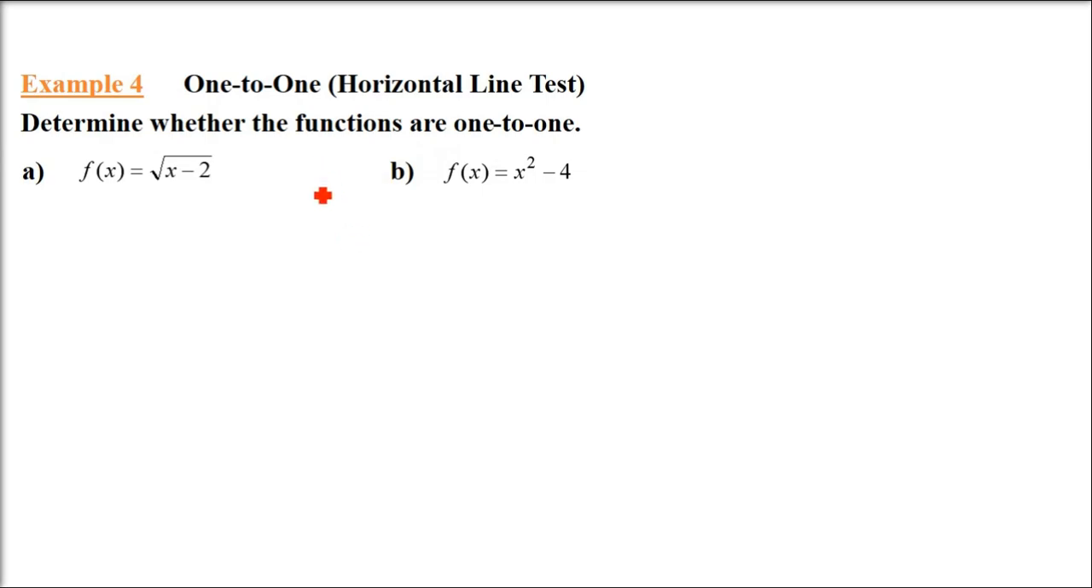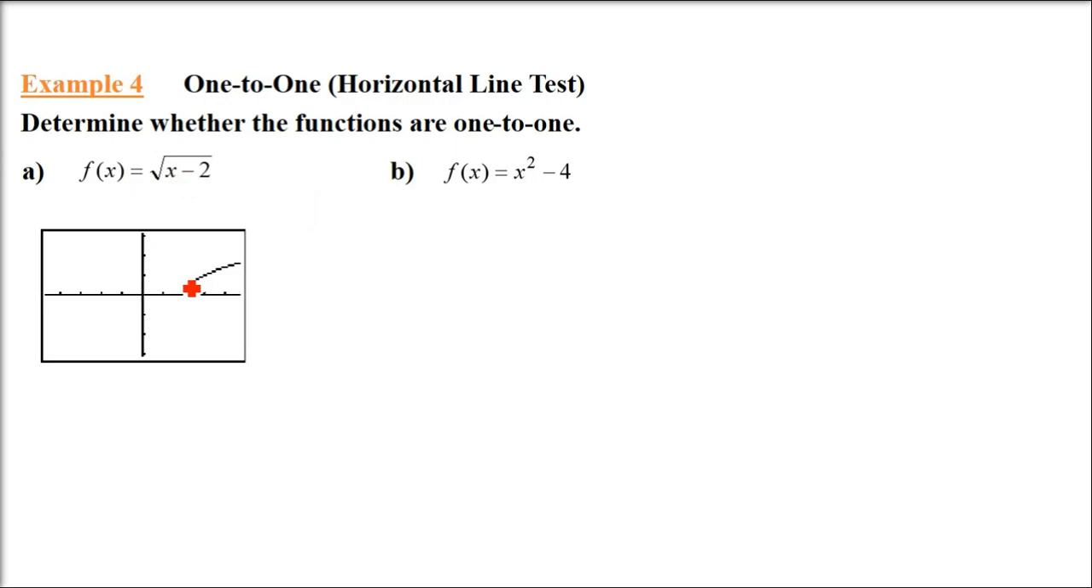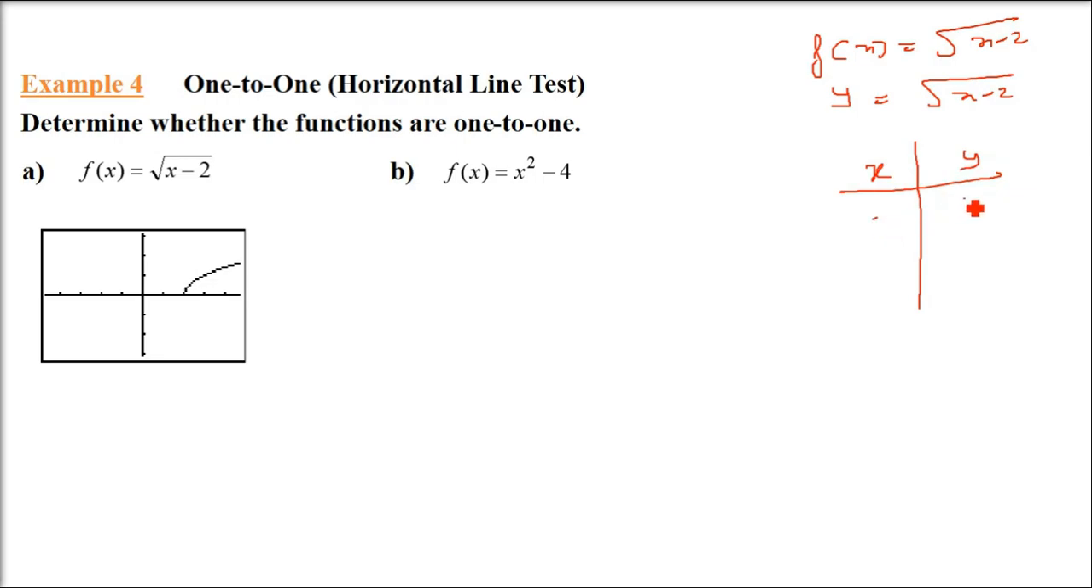One-to-one is the horizontal line test. So in order to find out the inverse, first we have to check whether it is one-to-one. So how do we find out one-to-one? See, f(x) is equal to under root x minus 2. So y will be equal to under root x minus 2. Now we'll make a table. I'm not making it, I'm just telling you how to do this. You have to graph the function. You plot these x, y values and make a freehand flowing graph.